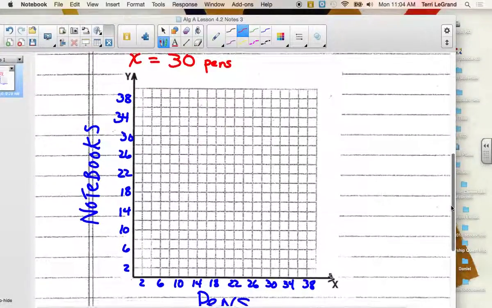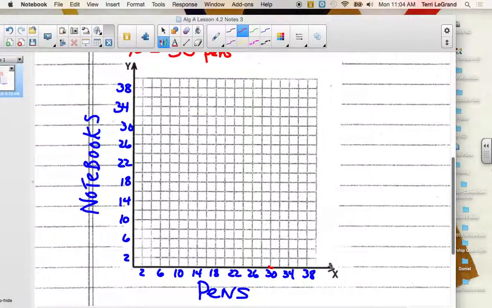So let's go to our graph and put a point at 30 on the x-axis. Okay. Now go up and find the y-intercept next. Well, I'm passing out the rulers to you. Find the y-intercept.